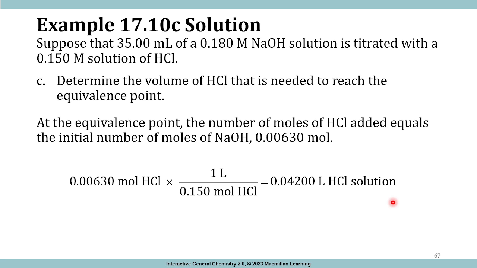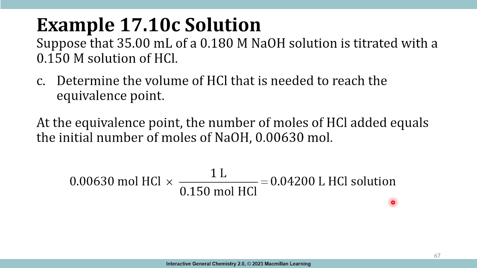So determine the volume of the HCl that is needed to reach the equivalence point. Okay, so this is a little bit different. Normally we would have been like, what's the pH at the equivalence point? But we already know that. We've already discussed that, right? pH 7 for a strong base and strong acid combining together and neutralizing. So we need to get now the volume of HCl to reach the equivalence point.